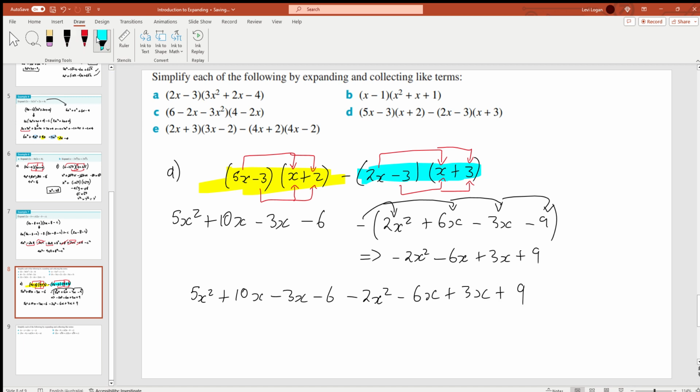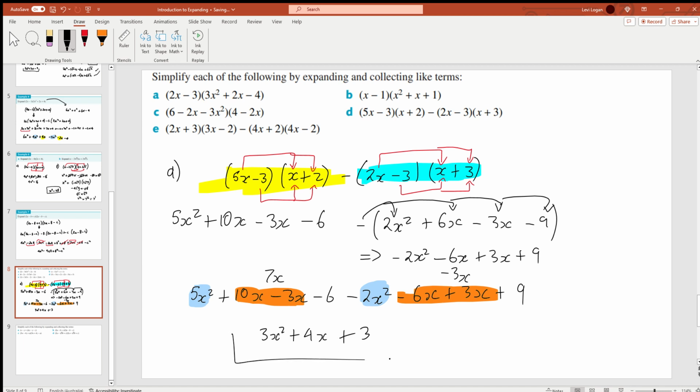So now we look for like terms. At the moment I can see that's a like term with that, and that's about it. What else do we have? We've got like terms with x's, so these are like terms, and so are these, and our numbers of course are like terms. So add the x squares together. 5x squared minus 2x squared is going to be 3x squared. This here is going to be 7x. This here is going to be minus 3x. So 7x plus minus 3x is going to be positive 4x. Minus 6 plus 9 is going to be 3.